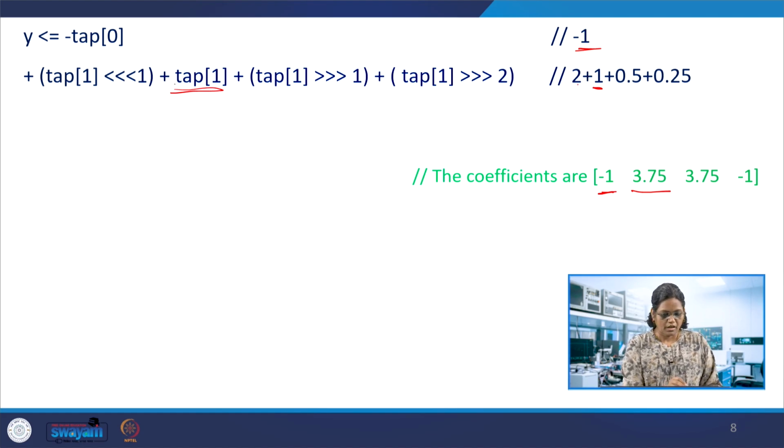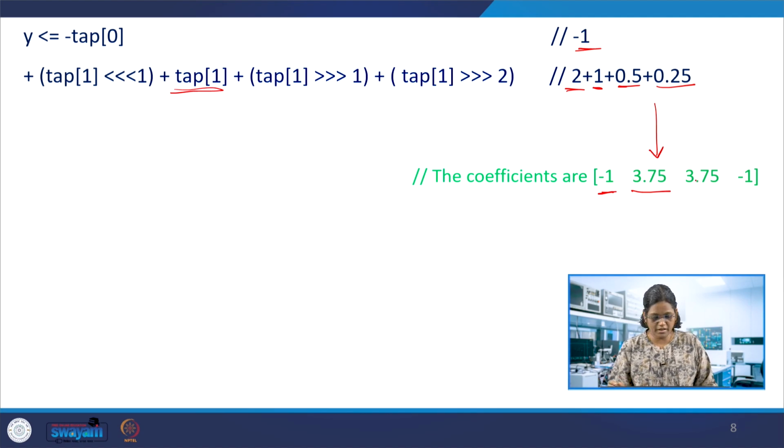So, 1, and if you left shift it, that would give you 2, that is multiplication as we have seen, and right shifting by 1 gives you 0.5, and then again right shifting this by 2, that is 0.5 by 2 is 0.25. So, adding up together it gives you the coefficient 3.75. So, this is one way of making the coefficient, if the coefficient can be rounded off with the shift operator.